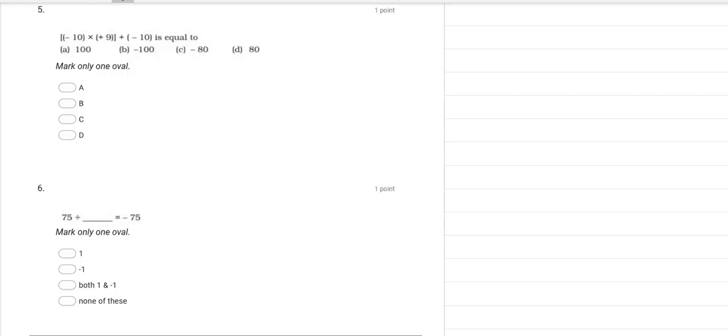So the question is: minus 10 in bracket multiplied with plus 9 and bracket close, square bracket it is, then we have a plus sign, other bracket minus 10 is equal to, they are asking. So let's open the bracket one by one.